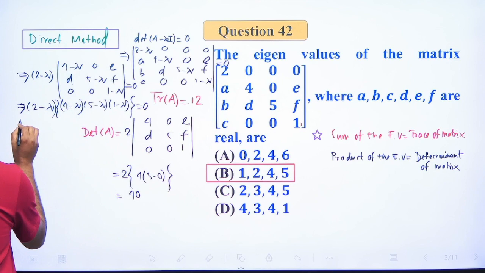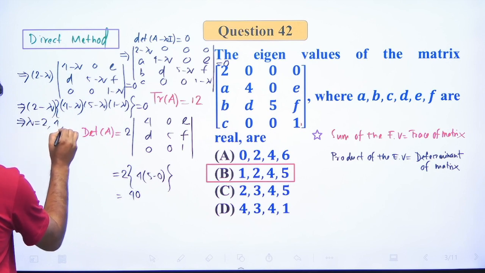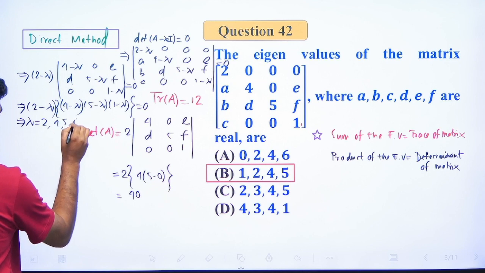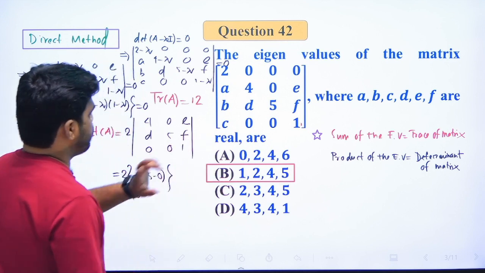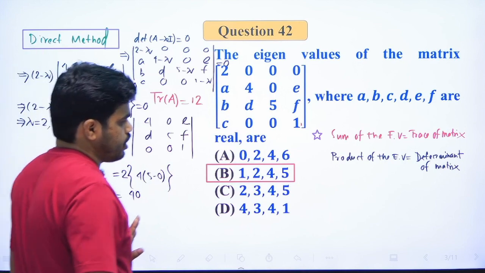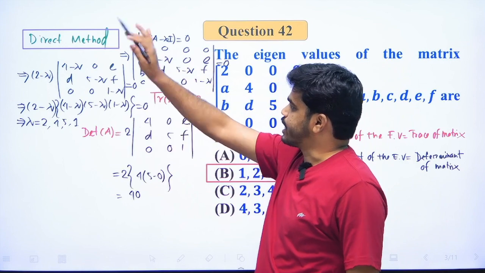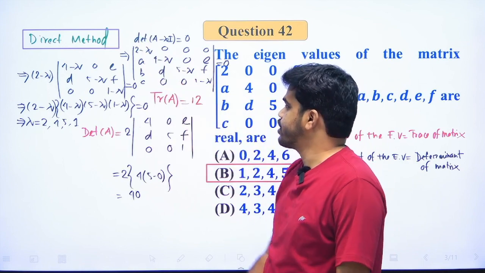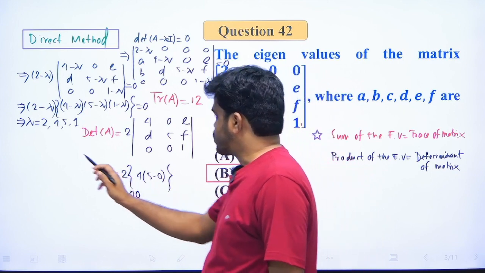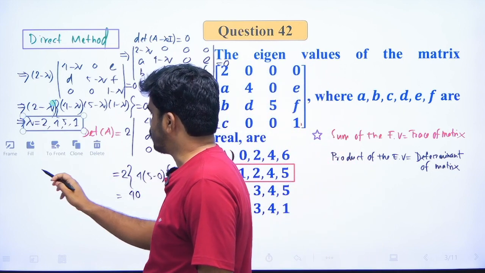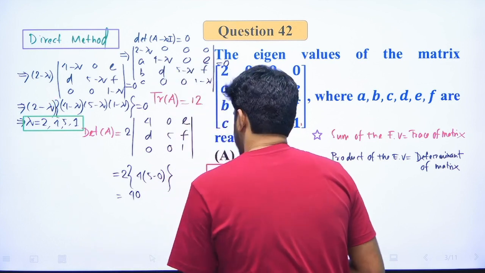So what are the eigenvalues? So this implies lambda is equal to 2, 4, 5, 1. So 1, 2, 4, 5. So option B is the correct answer. So I have discussed it with two methods. Okay, so this is the direct method. The characteristic equation is determinant of A minus lambda I is equal to 0. From this you get the values of lambda. The values of lambda are 1, 2, 4, 5. Okay, so next example.